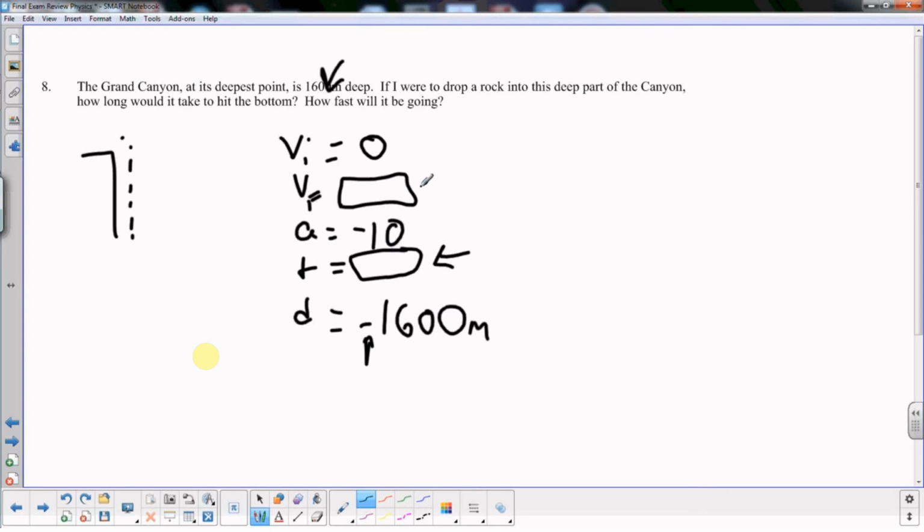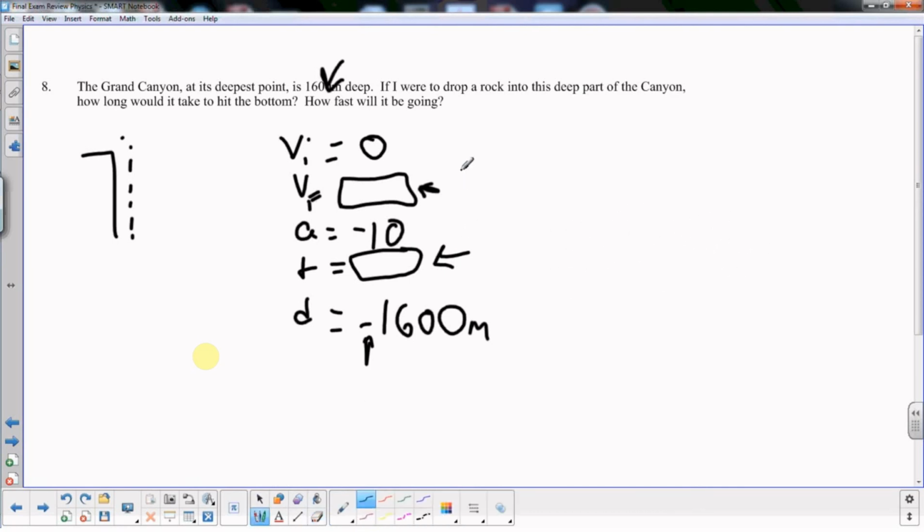If we use d equals ViT plus 1/2 AT squared, I don't know that t and I don't know that t. And because one's t and t squared and we have an addition sign in the middle, we're going to have to use the quadratic formula. Not that that's hard, but there is an easier way to do it. That easier way is to solve the final velocity first.